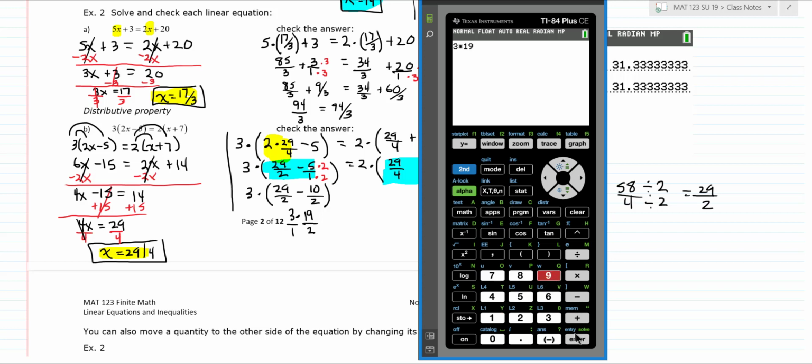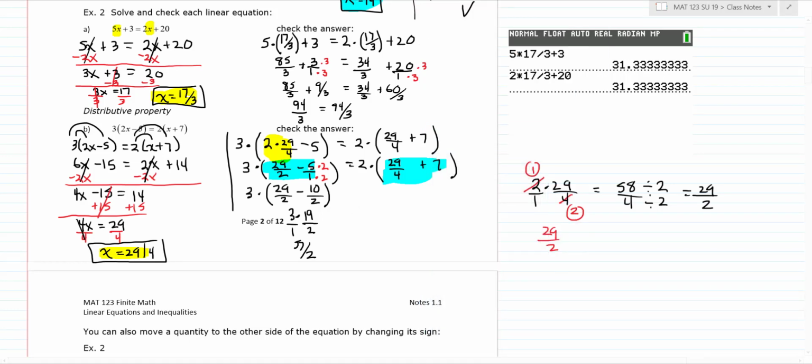I think that's 57. Yeah, okay, so that's 57 over 2. And then I'm going to do the same thing on this side. I'm going to get a common denominator, put that over 1. Common denominator is 4, so multiply by 4 over 4. Okay, what I'm going to get is 2 times 29 over 4 plus 28 over 4.